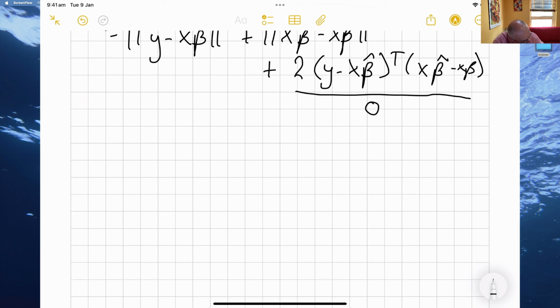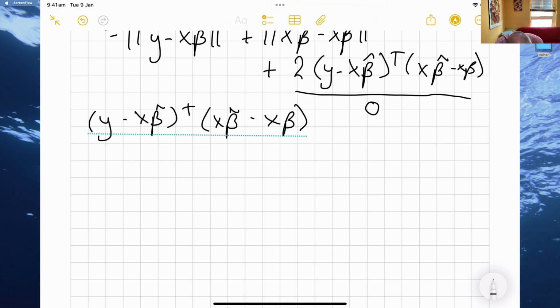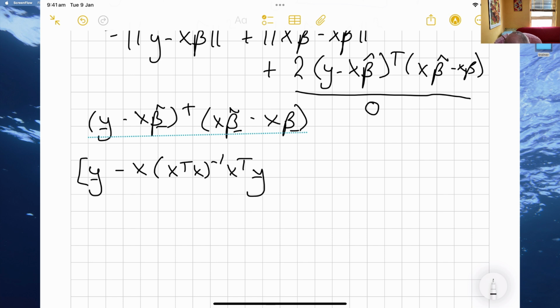So let's do that. Let's focus on that. So we've got (y − Xβ̂)ᵀ(Xβ̂ − Xβ). We're going to substitute in here and say this is y. I better underline all these. So we've got y minus X, what is beta hat? It is (XᵀX)⁻¹Xᵀy, and this whole thing is transposed. And this term we can write as X(β̂ − β). I'm not going to simplify that more than that at this point.